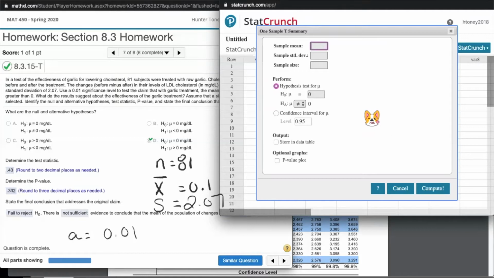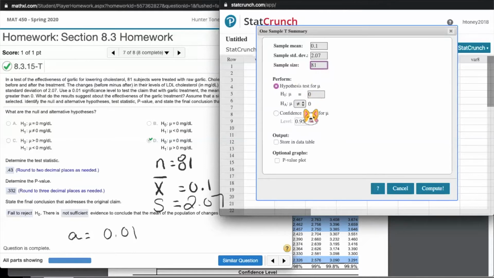So our sample mean is our x bar, so 0.1. Our sample standard deviation is what we put as our S, so 2.07. And our sample size is just the number of people, which we had 81 participants. So once that portion is all filled in, we can move on to our hypotheses.